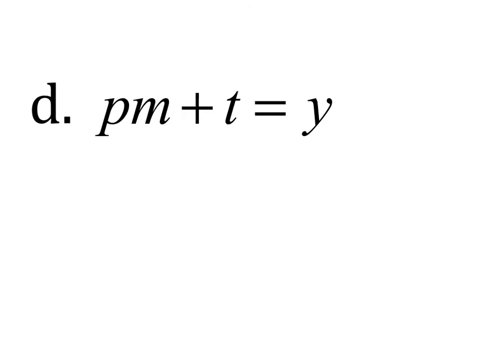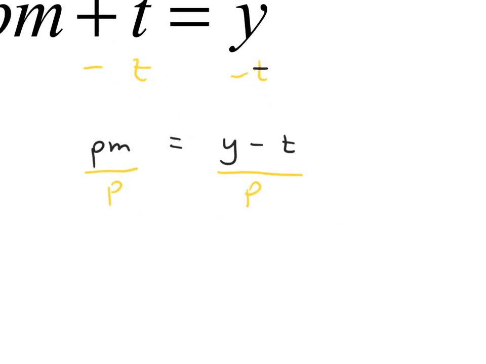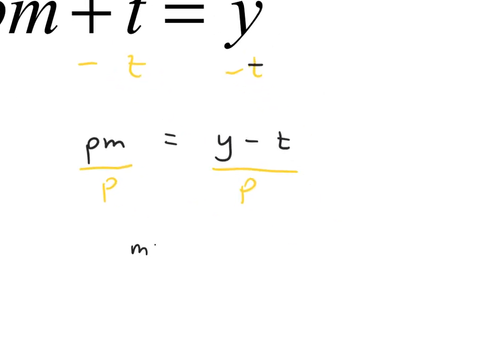Lastly, this one requires a little bit more thought because we have to subtract the T first, as done there. And then we bring down the PM equals Y minus T. Now we have to divide both sides by the letter P. So we do end up with something sort of funny looking, Y minus T all over the letter P.